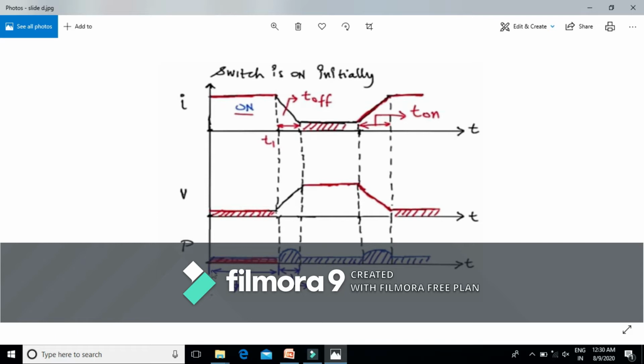There will be power loss across this conduction on period, there will be power loss across this conduction off period, and there will be switching losses across both switching periods, that is T off and T on. That means the switching time will be equal to T on plus T off. Normally the switching losses are greater than the conduction losses.